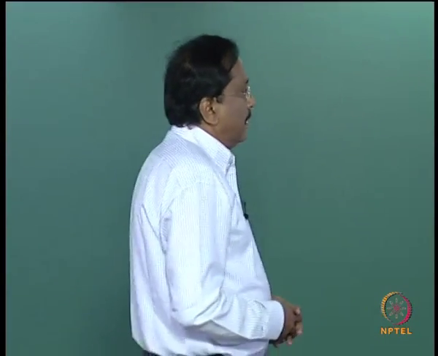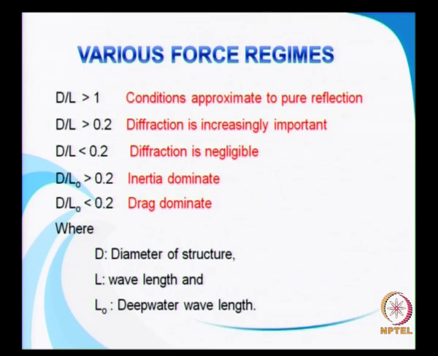So, if you have a larger structure and the waves hit the structure, waves get scattered due to the presence of this large structure. And scattering of the waves because of the presence of a large structure is called diffraction, or sometimes it is referred to as scattering. The next case is D by L less than 0.2, in which case the diffraction is said to be negligible.